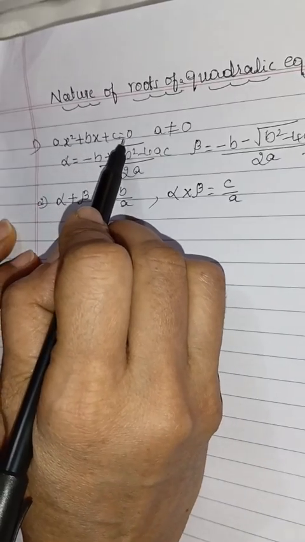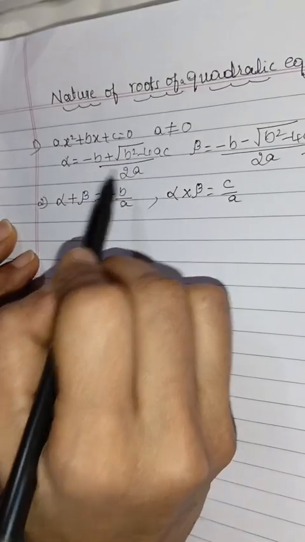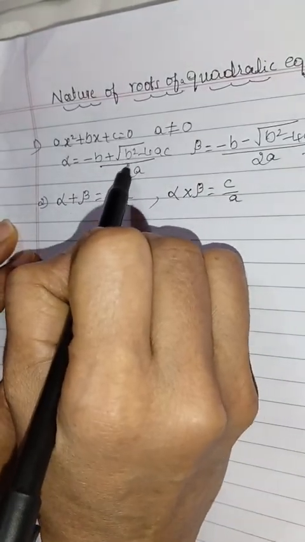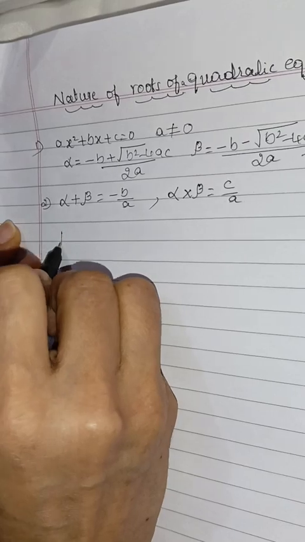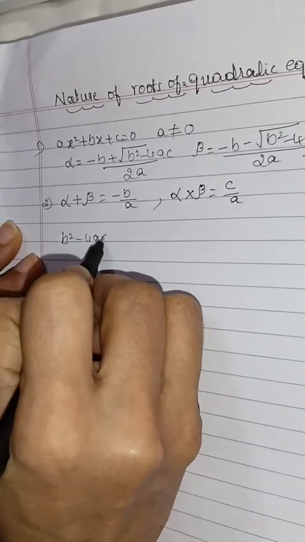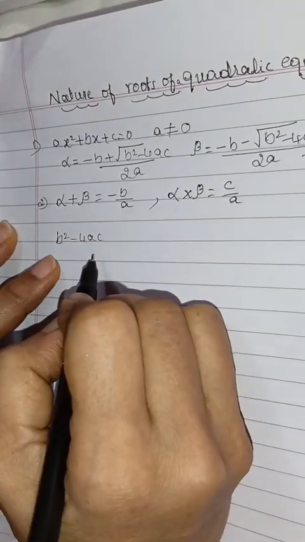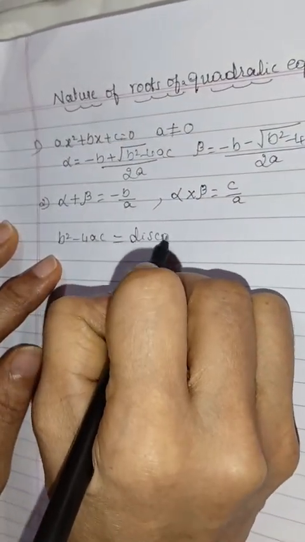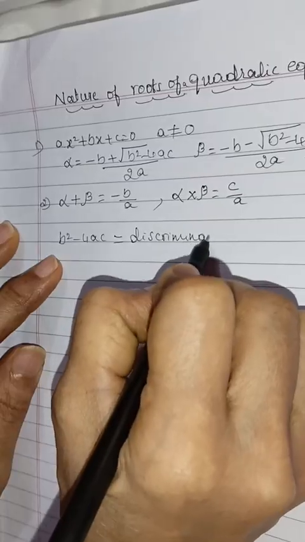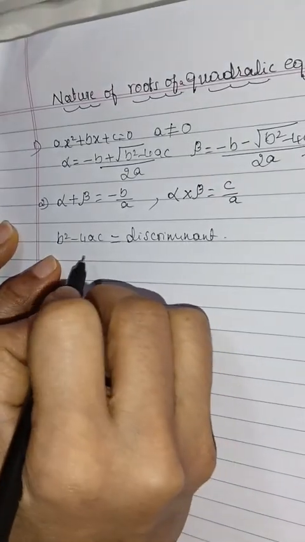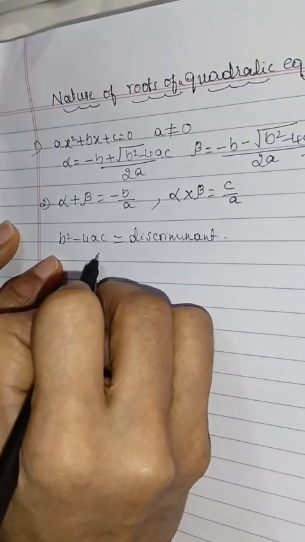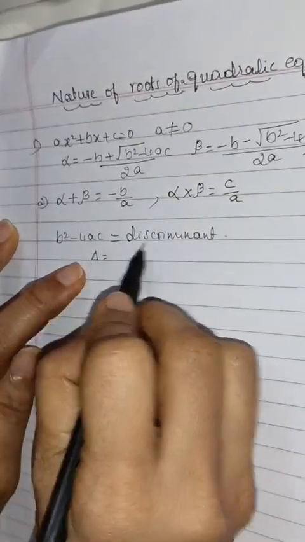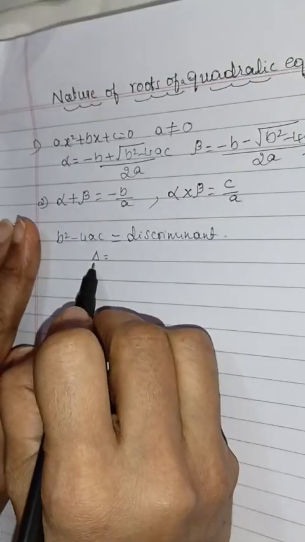So the nature of roots of a quadratic equation ax square plus bx plus c equal to 0 is always determined by the value of b square minus 4ac. This is also called the discriminant, and it is always denoted by the Greek letter delta. B square minus 4ac is called the discriminant, and it is denoted by delta.